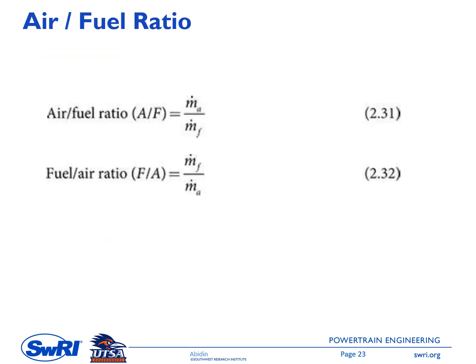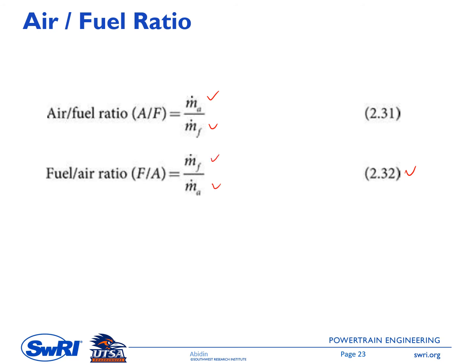The next parameter is the air-fuel ratio. The definition is straightforward. Air-fuel ratio is the ratio of the air mass flow rate to the fuel mass flow rate, equation 2.31. We can also use this second correlation, which is the fuel-air ratio. This is the ratio of the fuel mass flow rate to the air mass flow rate.